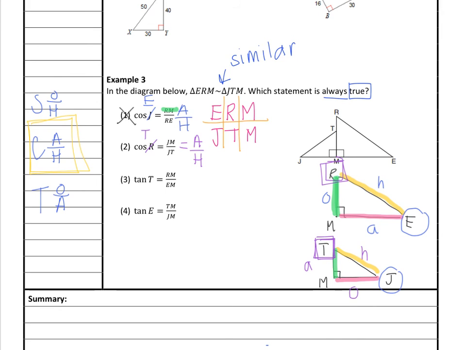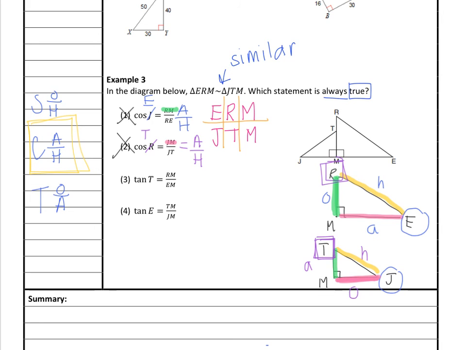Well, if I look, JM is not the adjacent side to T. JM would be the opposite side to T. So again, right away, this is not going to be the correct choice for the fact that they have opposite over hypotenuse, which is not cosine. That would be sine. Moving on.